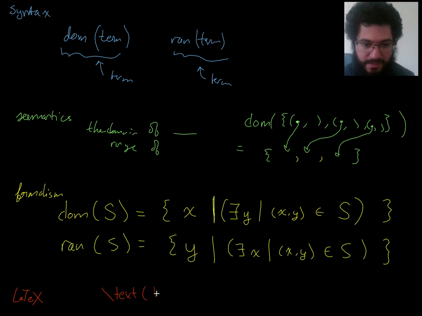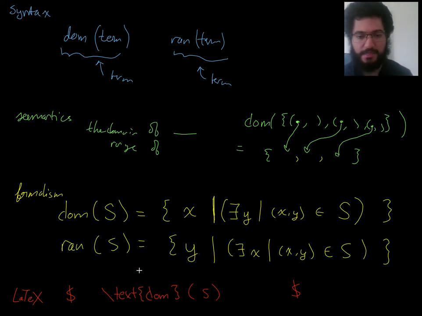Text. So this is assuming you're inside math mode, so you're inside the dollar signs. Then you can do this. So put the dom inside this text command, the word text. This will work.